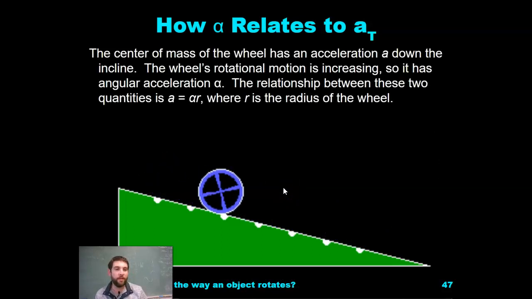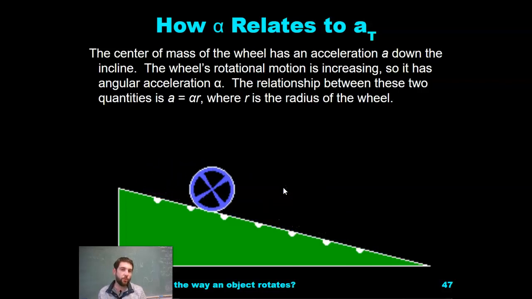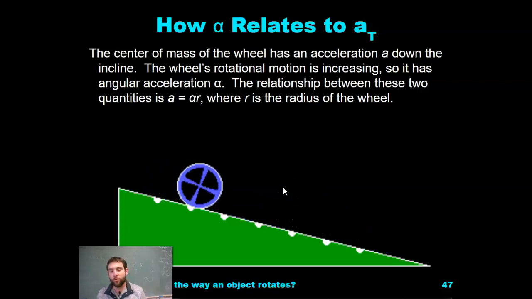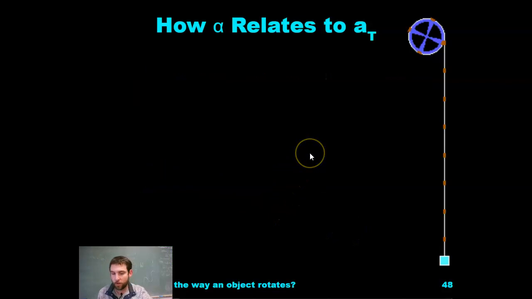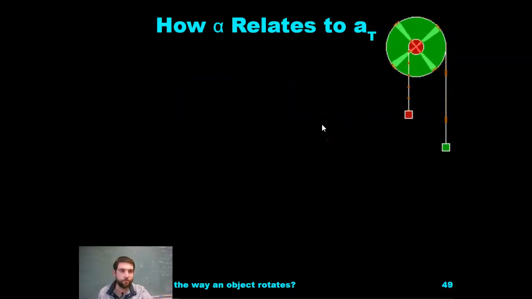The center of mass of the wheel has an acceleration a down the incline. The wheel's rotational motion is increasing, so it has angular acceleration alpha. The relationship between these two quantities is a equals alpha times r, and of course, r is the radius of the wheel.